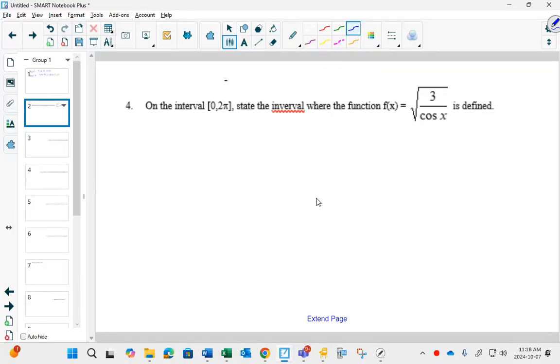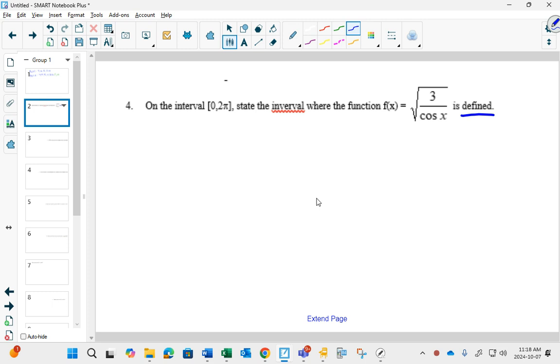On the interval from 0 to 2 pi, state the interval where the function is defined. So the first thing that is a struggle in this question is knowing what it means when something is defined. That's asking where are things possible, where are they not possible. We need to list where they are possible.